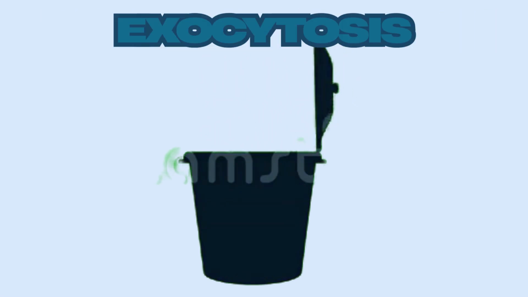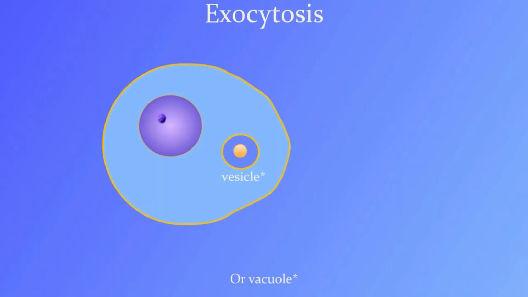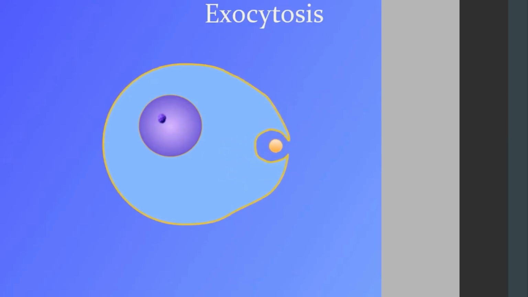Now, how does a cell get rid of things or send materials out? That's called exocytosis. A vesicle inside the cell moves to the membrane, fuses with it, and releases its contents, like hormones, enzymes, or waste, outside the cell.